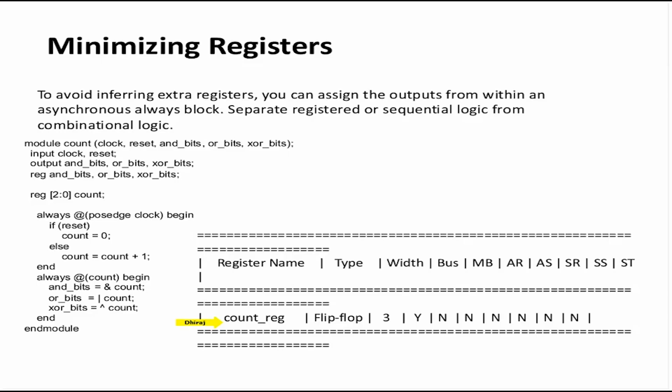So this is the way we have to be very, very clear while coding what is sequential, what is combinational, and code according to that. First, a very important and basic rule: separate the always blocks for combinational and sequential logic. This is very, very important. This will make sure that you do not have more flip-flops than you should.